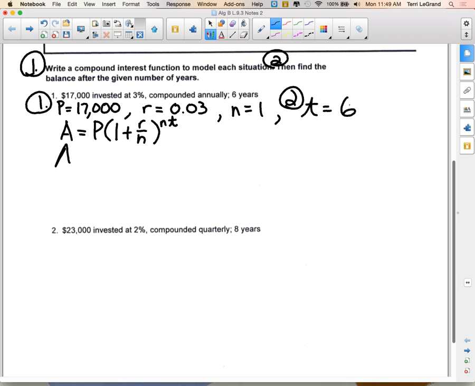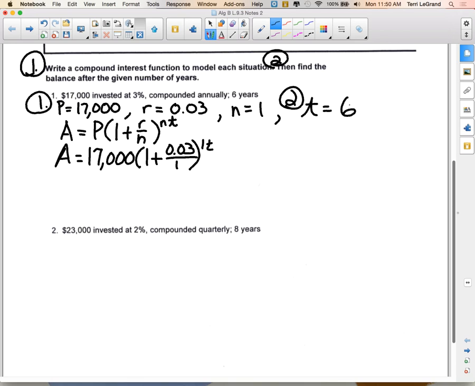So capital A is going to stay capital A. What's going in for P? 17,000. 1 is 1. R this time is 0.03 divided by our N value of 1. And 1 times T in the exponent. We're not done though, we're going to clean this up. We're going to take what's inside those parentheses and rewrite it. And we're going to clean up our exponent if we can also.